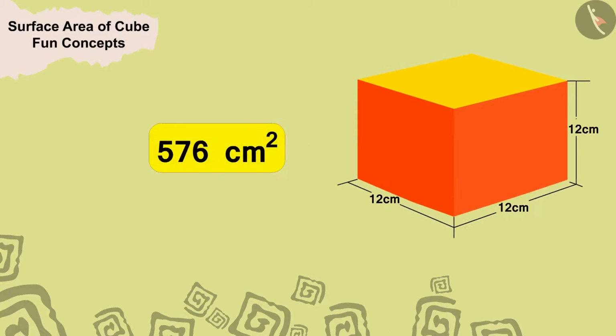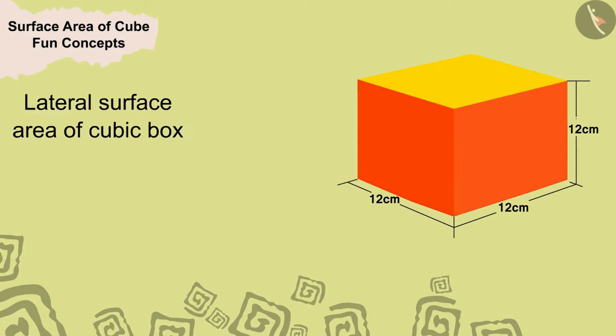Oh wow guys, your answer is absolutely correct. The lateral surface area of Thomas's cubic box is 4 times the square of the length, 4 times the square of 12, meaning 576 square centimeters.